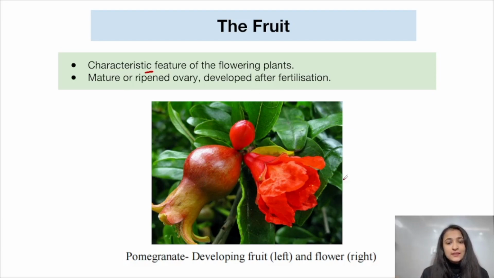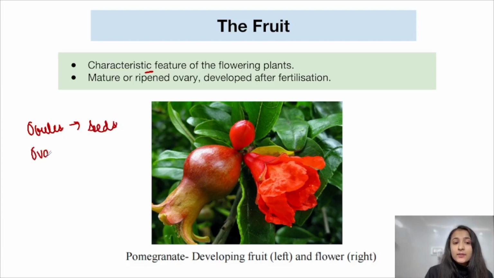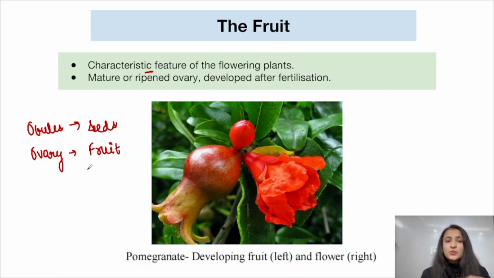Okay, so as you can see in this image, this is pomegranate. In Hindi we call it anar. So this is a developing fruit on the left and the flower is given on the right. The ovary is developing into a fruit. So what do we know from previous videos? That ovules are present inside the ovary. The ovules convert into seeds, and the ovary matures into the fruit. And if we go into more specifics, the ovary wall develops into the fruit wall. Fruit wall is known as the pericarp.